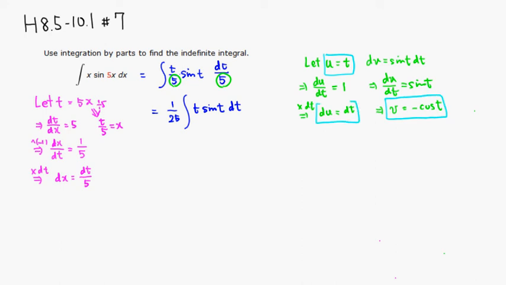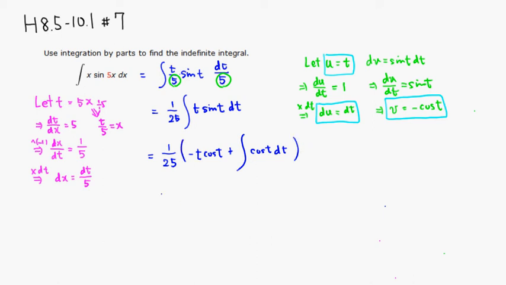So this is going to be 1 over 25, and I'm going to put a big bracket here. Then u times v would be negative t cosine of t, minus the integral. There's a negative sign, so it's plus the integral of cosine of t dt.